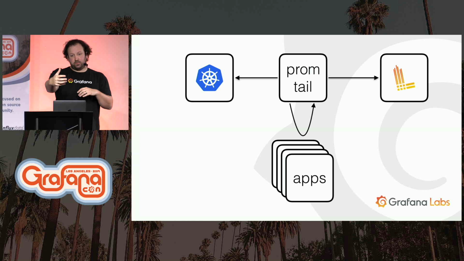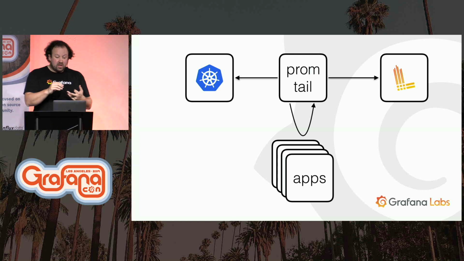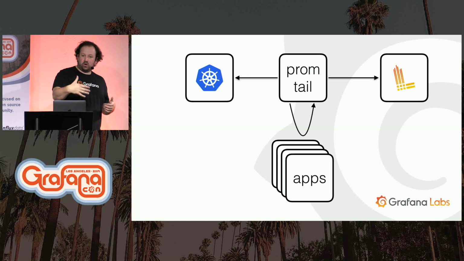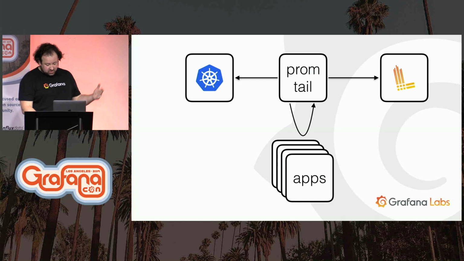It will go and talk to the Kubernetes API server, gather a list of targets, and relabel them so they're consistent. You can literally apply the same relabeling rules in Promtail as you can in Prometheus. And then it will go and tail, hence the name Promtail, it will follow the logs on disk for those targets, attach the labels from those targets to those log lines, and send them to Loki.